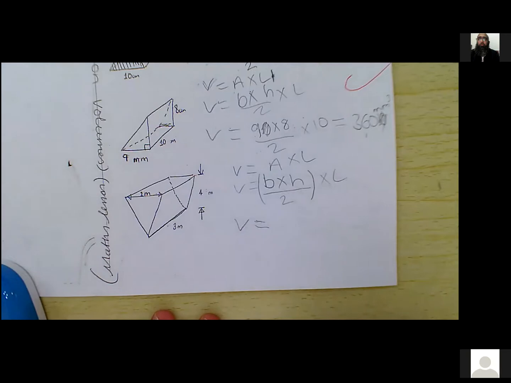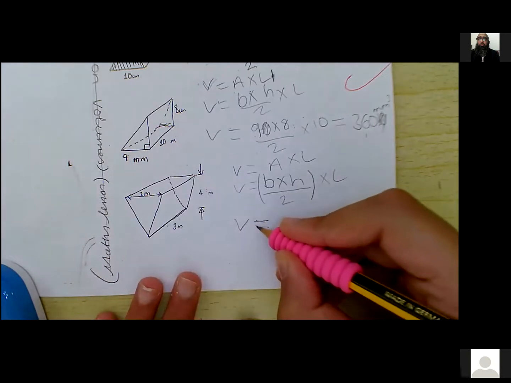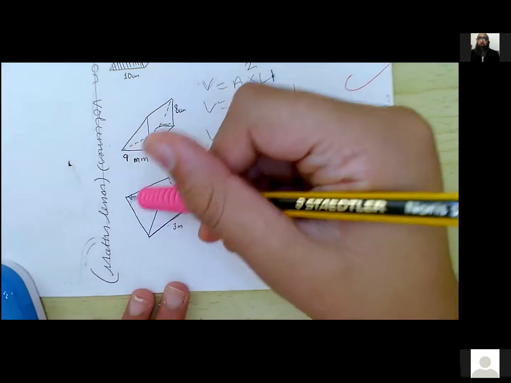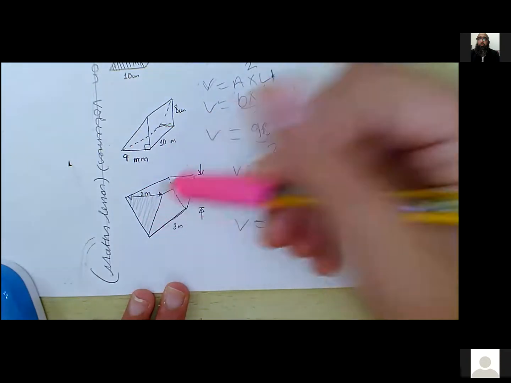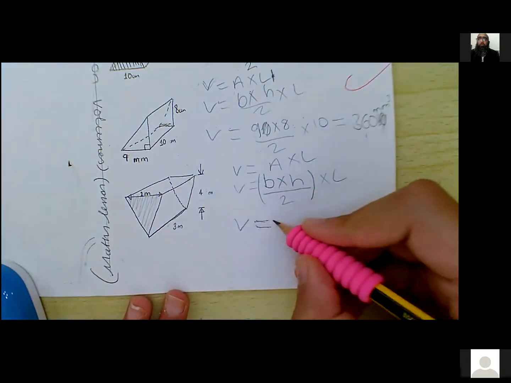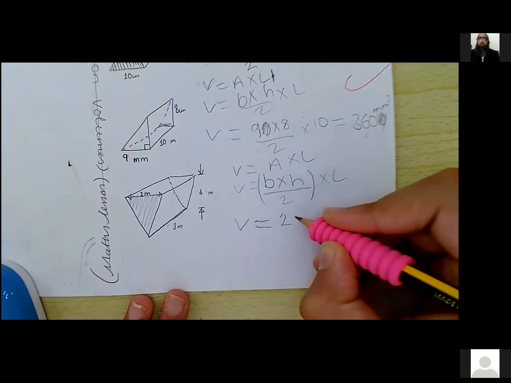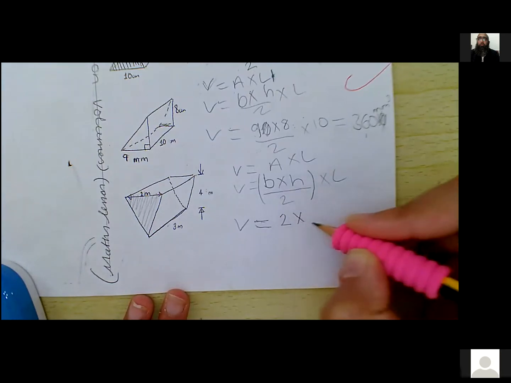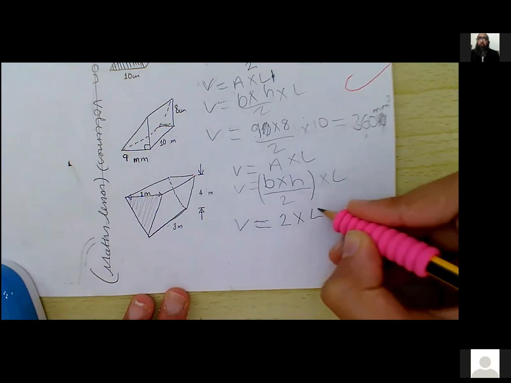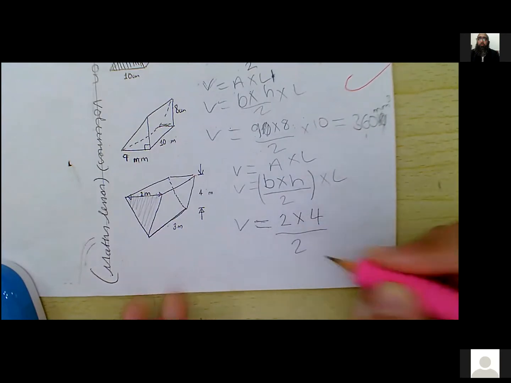It's 2. You haven't even shaded in your triangle at the front. I always color my triangle in. Okay, that's called the cross section. We don't just use the numbers in any order in any place. You've got to put all the numbers in the right place. So 2 times by 4, and then divide it by 2, and then times it by the length.